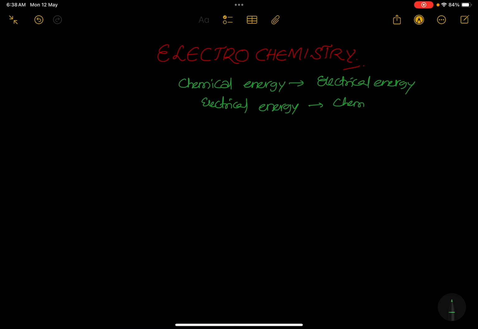Electrochemistry is a branch of science in which we are going to discuss chemical energy into electrical energy and vice versa, that is, electrical energy into chemical energy. In this class, we'll go for electrical energy into chemical energy. That means how the substances are going to be prepared and all.